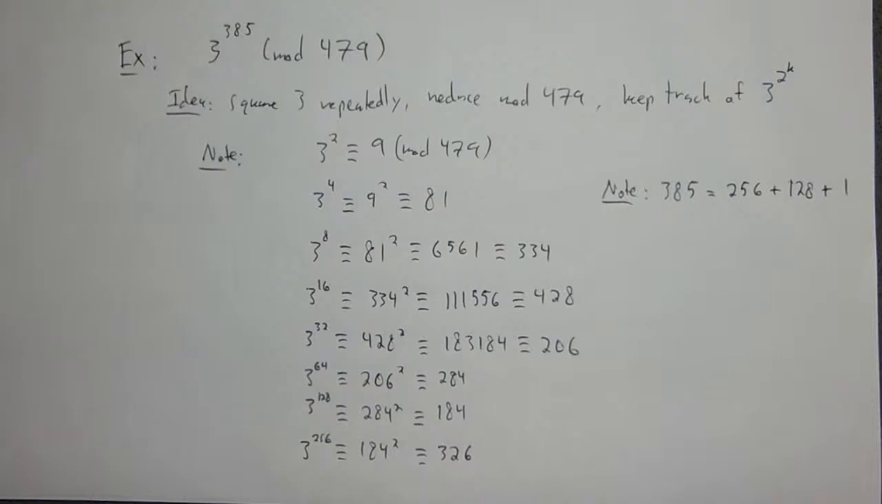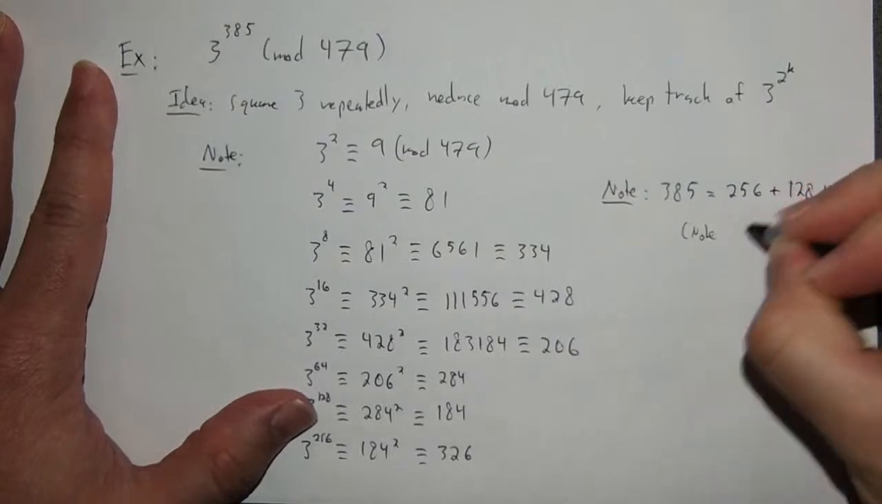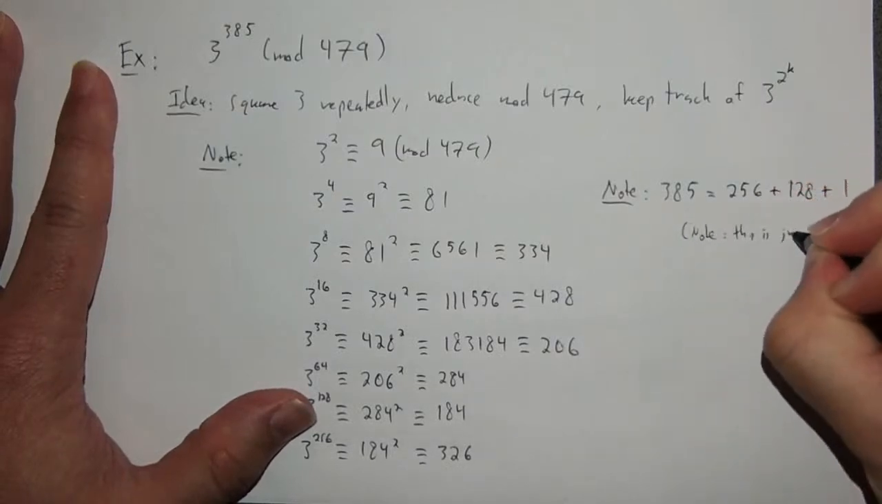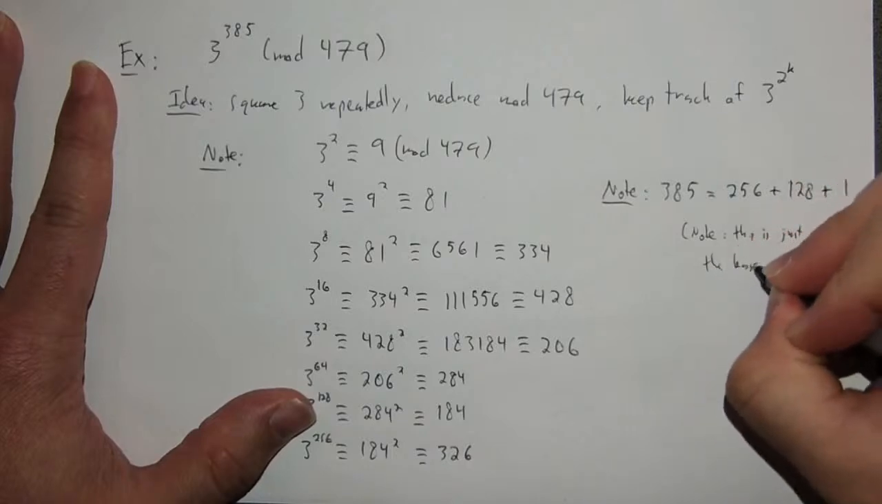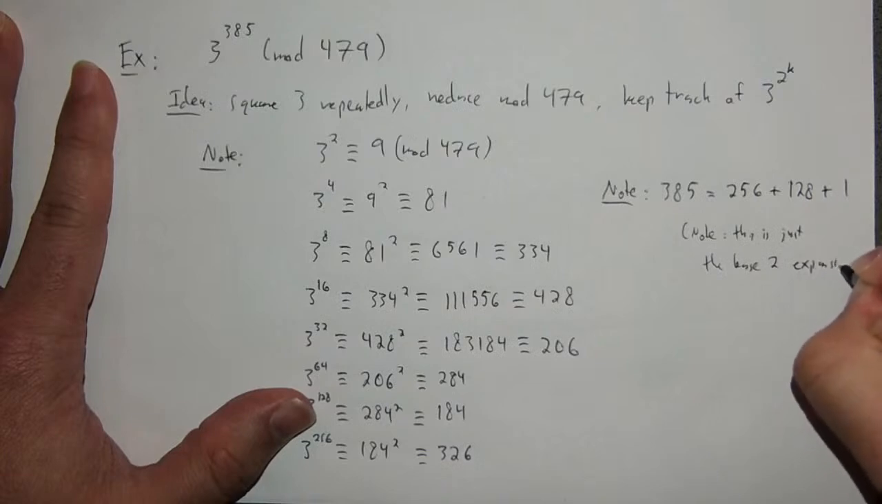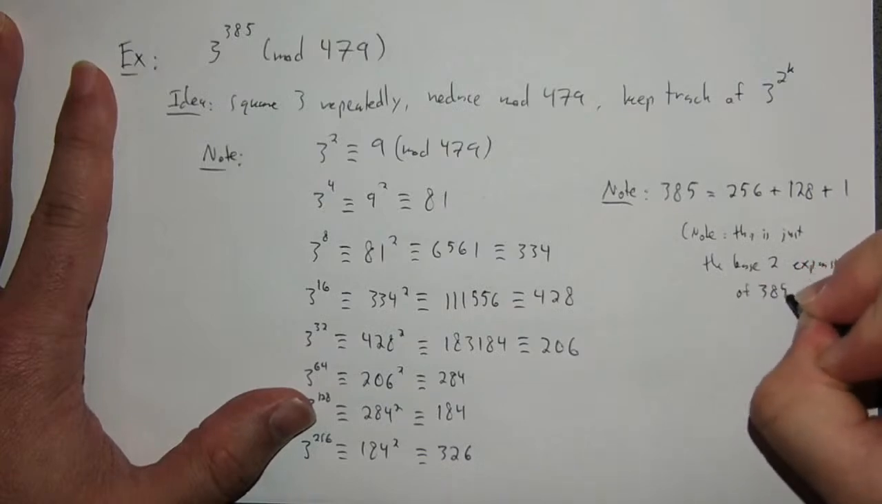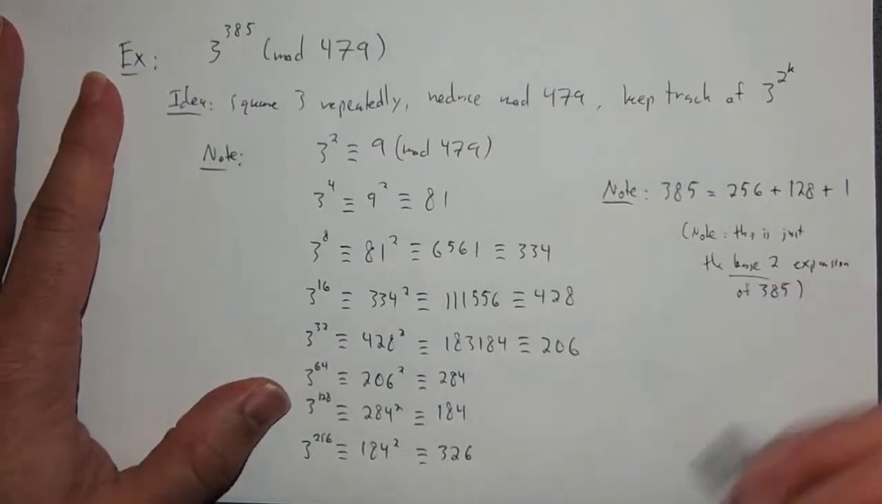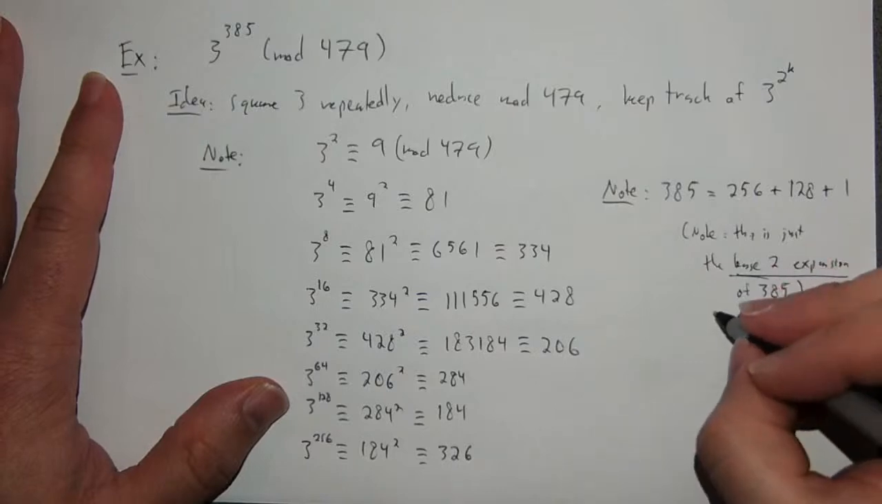So you might have seen this trick before where you just start with a number and double, double, double, because doubling's easy. And then note that the thing that you're multiplying the number by could be expressed as a bunch of powers of 2. Note further, this is just the base 2 expansion of 385. Of course, base 2, this is binary, right?